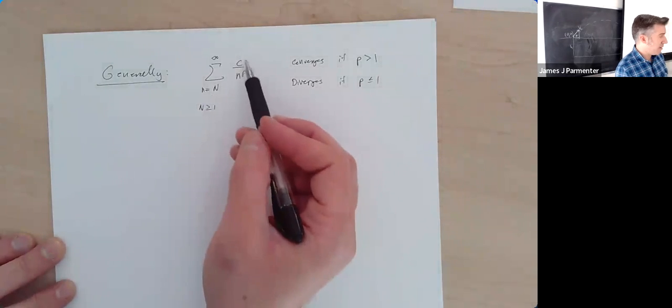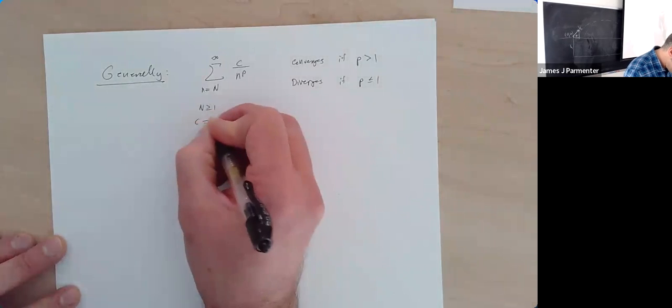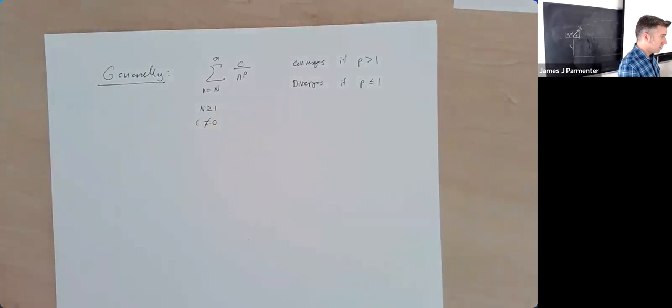Similarly, you can multiply by any non-zero constant, I should say c is not 0, and not change the behavior. If a sum of things diverged, then multiplying them all by 5 still makes it diverge. If a sum of things converged, multiplying them all by 5 still makes it converge. It just converges to 5 times whatever you had before. I feel like this comes up a lot, so it felt worth saying.